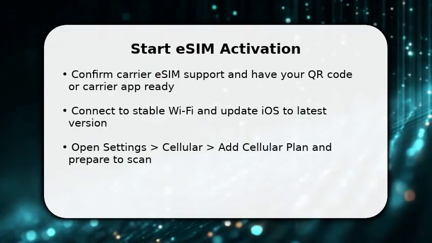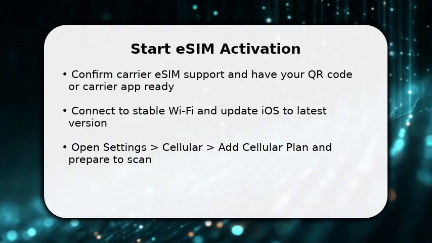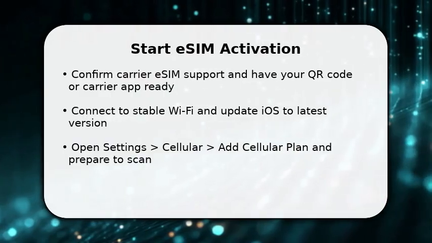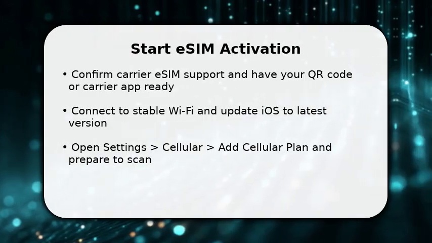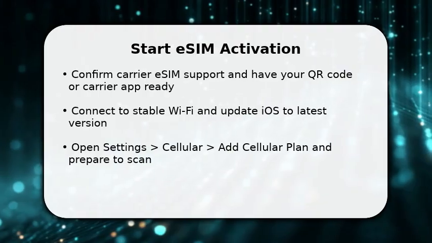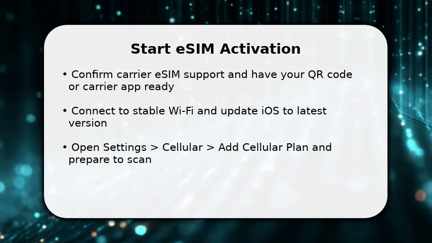You begin by confirming your carrier supports eSIM and fetching the QR or activation code. This saves time and prevents backtracking. Once done, make sure your iPhone 14 is on a stable Wi-Fi network and running the latest iOS.